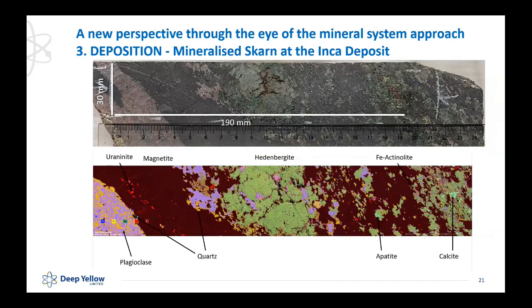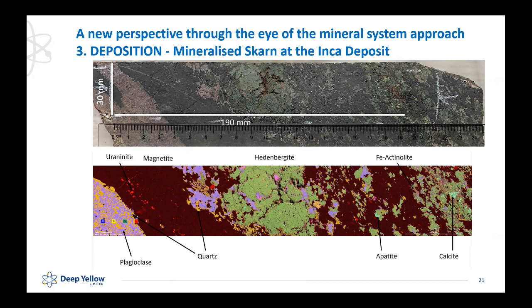So now to Inca. This is a mineralized piece of core from Inca. All the black in here is magnetite. Then you have these green minerals, which are majorly iron-rich clinopyroxene, hedenbergite, and iron-rich actinolite. And here in red, that's uraninite. You can see a little bit around here.